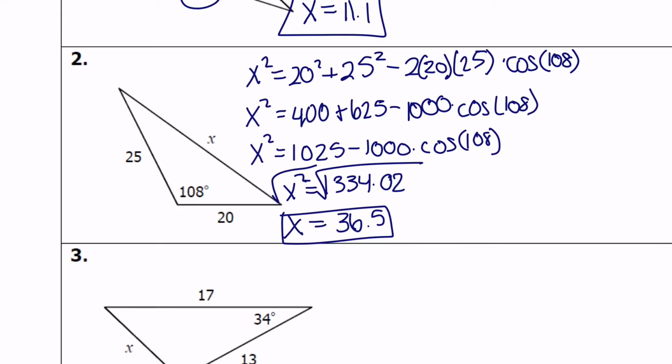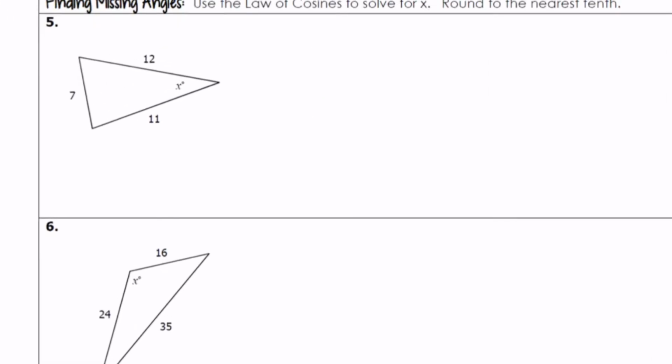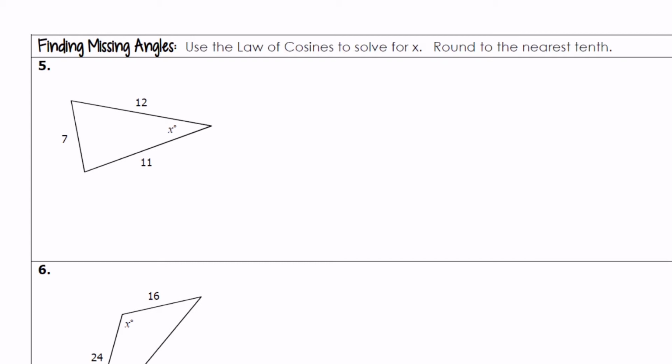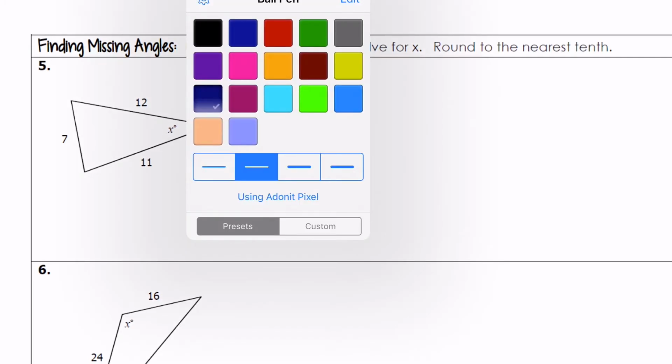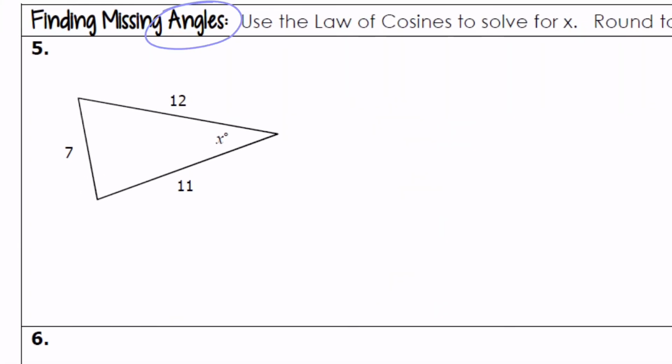Okay. So 3 and 4 are the same as 1 and 2. Let's flip it over and look at the back. This is where it gets a little bit trickier, is finding the angles. It's not trickier, it just takes more steps. So now I'm trying to find the missing angle. So again, I have to look for the same things.